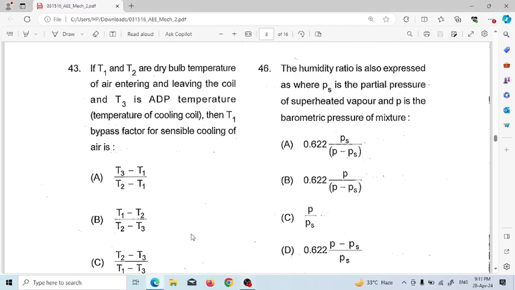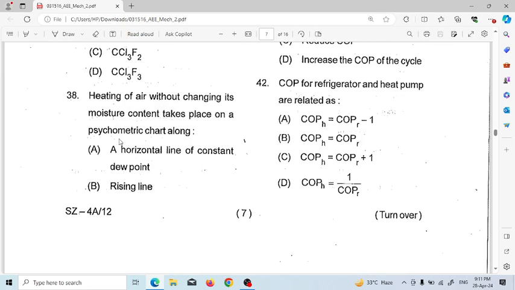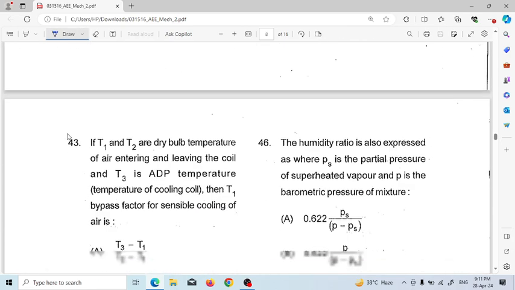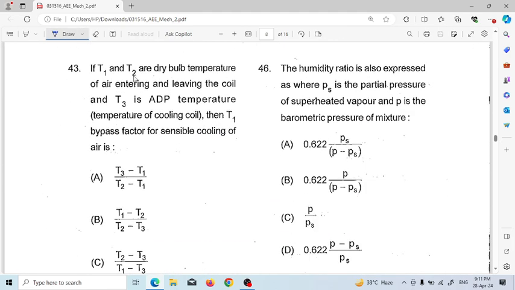So in the previous class, we discussed up to question number 42, and in this class we discuss from question number 43. So the question is, if T1 and T2 are dry bulb temperature of air entering and leaving the coil, and T3 is the apparent dew point temperature of the cooling coil, then what is the bypass factor of the sensible cooling of the air.